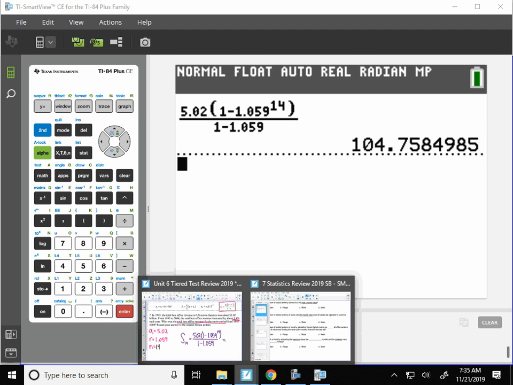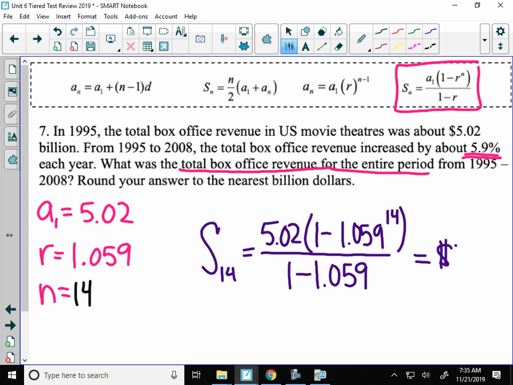That's a lot of money that they get from watching movies. There you go. All right, last one here.